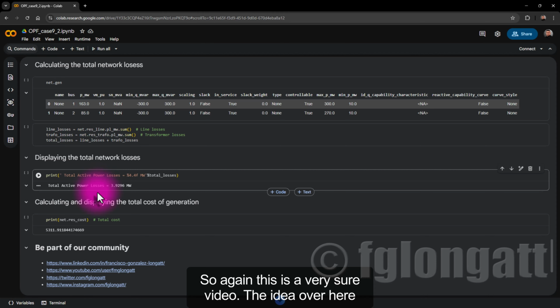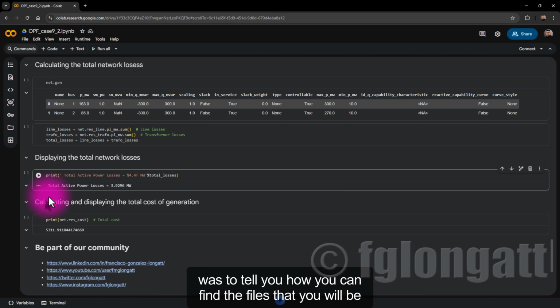So again, this is a very short video. The idea over here was to tell you how you can find the files that you will be using, but also to tell you that you can download them and import them inside the amazing web-based IDE, and you can use it specifically to run classical AC power flow and optimal power flow using the software PandaPower. So we have reached the end of this video.